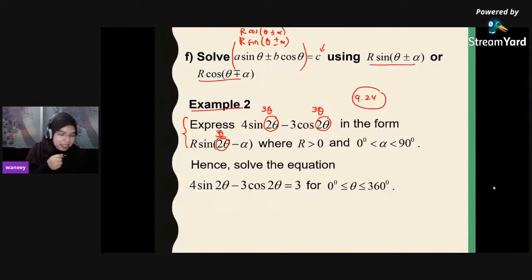Is there anyone who has got the value of R and the value of alpha? If you have, don't be shy. It's okay to be wrong, it's okay to be right. In learning, sometimes we do make some correct choices, sometimes we do make some wrong choices. But that's learning, so sometimes it will be correct, sometimes it will be wrong. Anyone would like to share their value of R and their value of alpha?